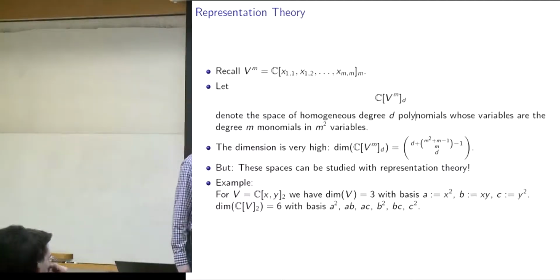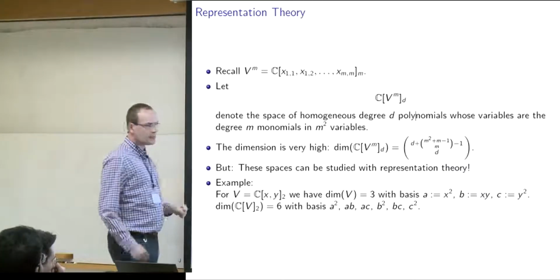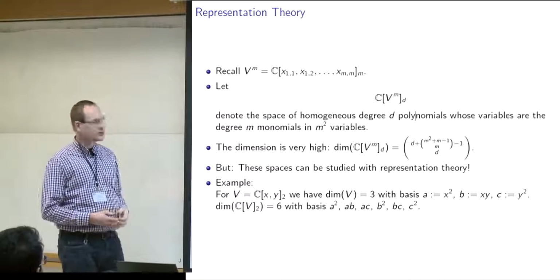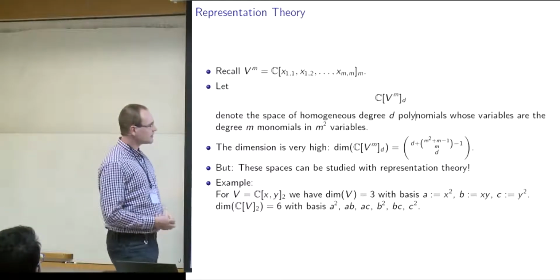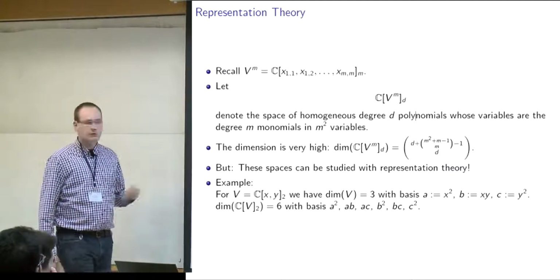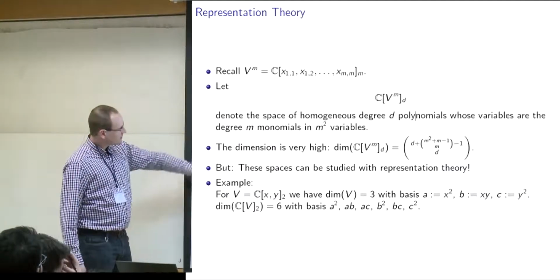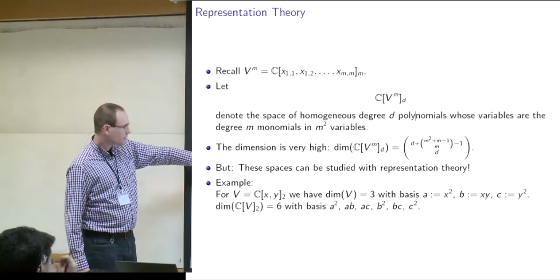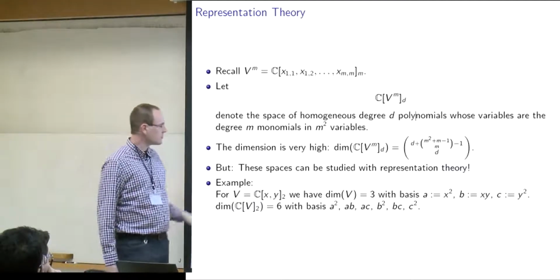So this is the formula. It has a binomial coefficient inside some binomial coefficient, right? Because you have a binomial coefficient twice now. So these spaces can actually now be studied with representation theory, despite their very high dimension. So the example here is now for the discriminant. Let's just do it for the discriminant.